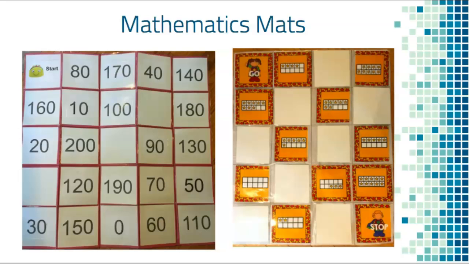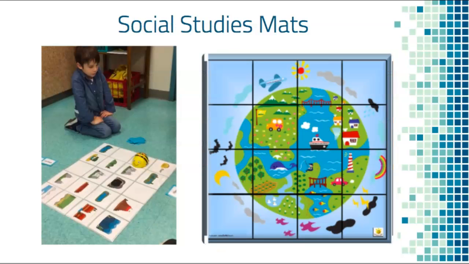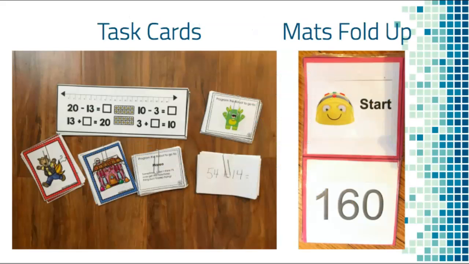The math mats that I use, the one on the left, we've done some addition and some rounding and some addition with rounding. So I've used that mat for that and some fact family work on the right. For social studies, we've done landforms in second grade and mapping skills. All the mats, you are directed with a little task card. The child picks up the task card and that helps them to know what they're going to do. And the mats do fold right up.